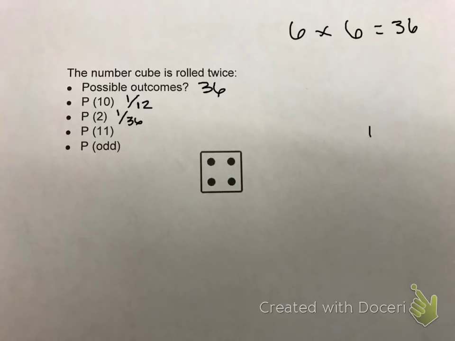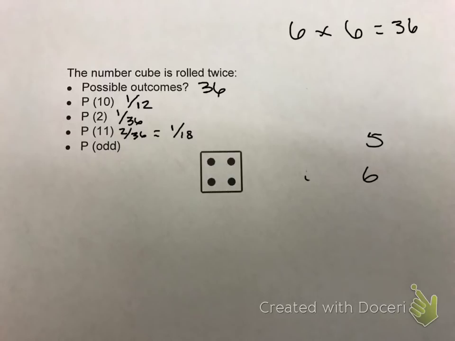The probability of us rolling an 11. Well, on the first roll, we could get a 6. Second roll, we could get a 5. On the first roll, we could get a 5. Second roll, we could get a 6. There are 2 different ways to do that. So we could get 2 out of 36, which simplifies to 1 out of 18.